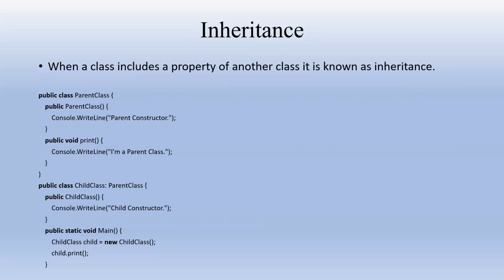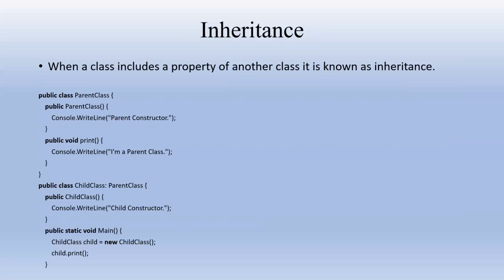So here you can see we have a parent class, named parent class, which has a constructor, and then we have a method parent. It's printing a value, "I am a parent class." Then we have a child class, and we are inheriting this parent class. In order to inherit a parent class into a child class, we use the colon operator. So as you can see, we are inheriting the parent class into the child class, right? And then the child class also has a constructor.